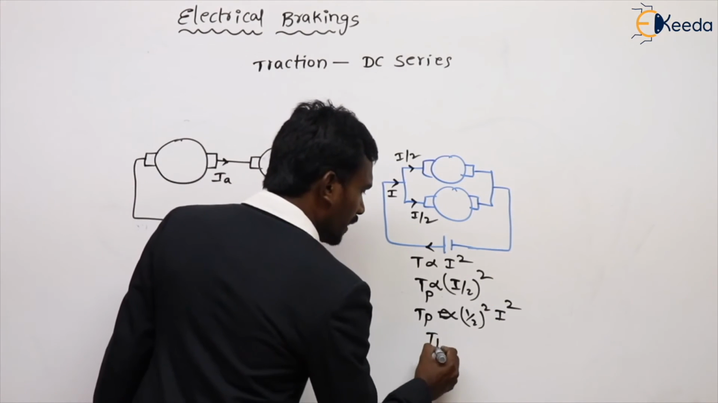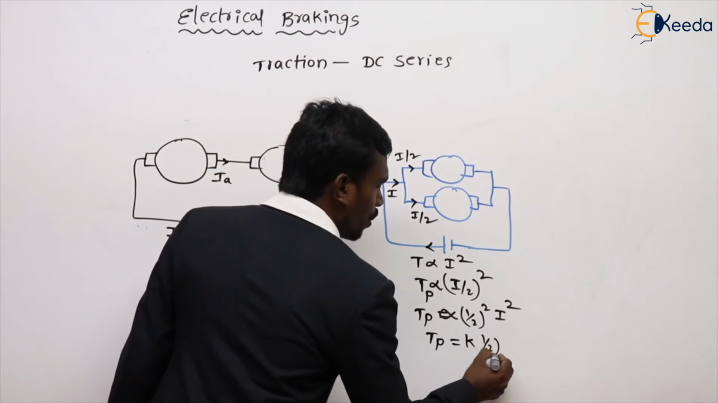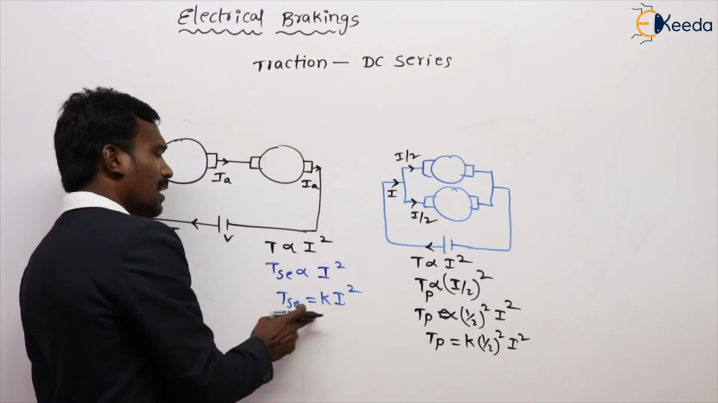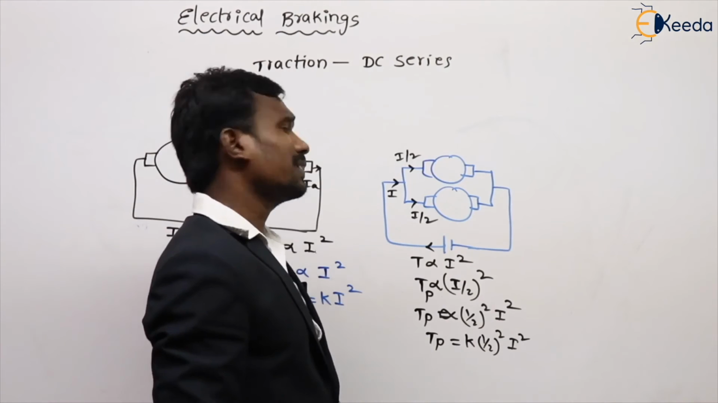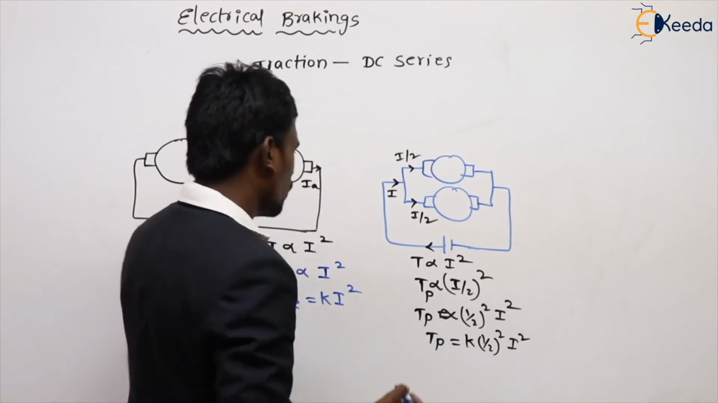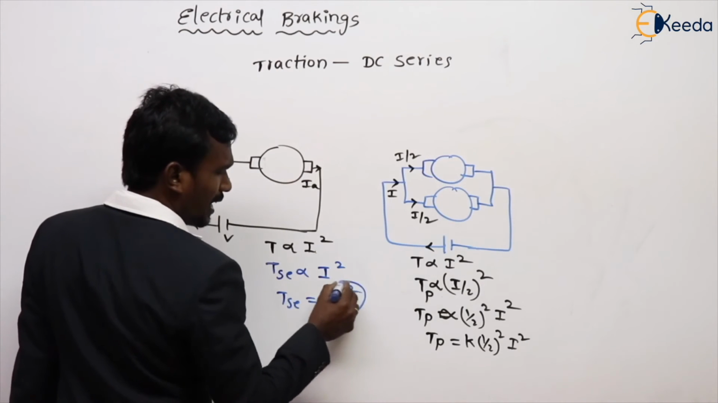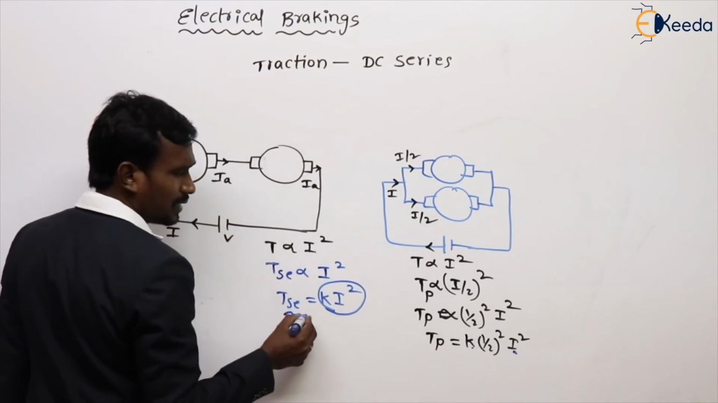So the torque in parallel, TP, is equal to K times (1/2)² times I². This is for parallel, and this is for series. Now tell me, which has the maximum torque? Let's see, substitute this: K I² is nothing but the torque in series, TS.